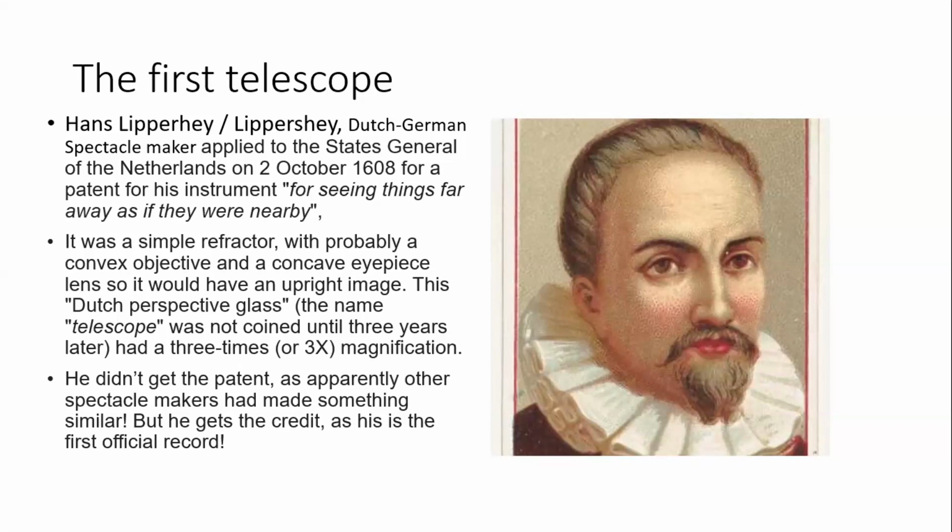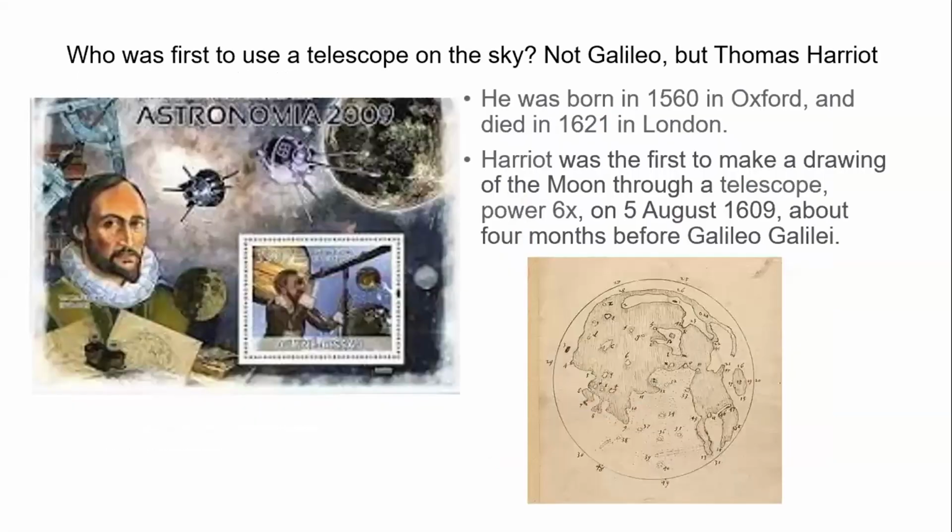Now, the interesting thing is that he may not have actually been the first, because his patent was refused, because there were other people who had also made telescopes. He might have been the first, or he might not, but they're all about the same time. He gets the credit because he's the first one for which there's an official record of a telescope. So, in the absence of any further information, that's him.